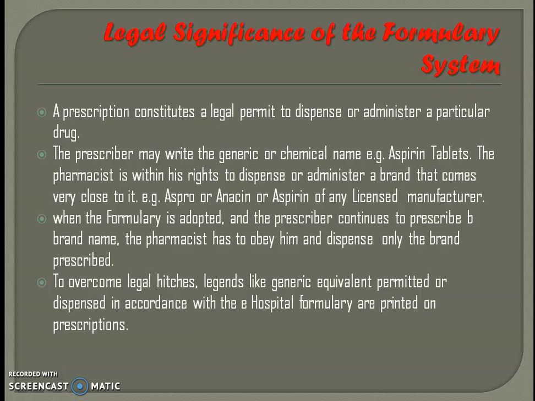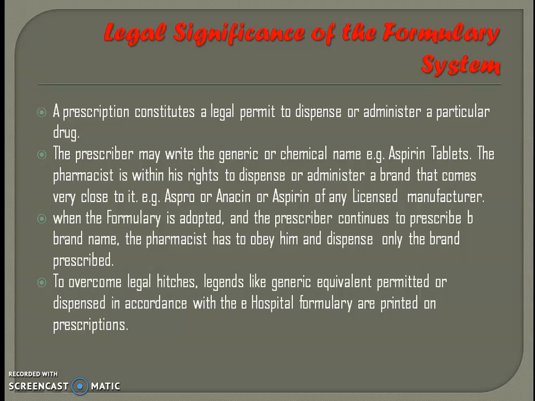The legal significance of the formulary system. A prescription constitutes a legal permit to dispense or administer a particular drug. The prescriber may write the generic or chemical name, for example, aspirin tablet. The pharmacist is within his right to dispense or administer a brand that comes very close to it. For example, he can dispense Aspro, Anacin, or aspirin of any licensed manufacturer. When the formulary is adopted and the prescriber continues to prescribe the brand, the pharmacist has to obey him and dispense only the brand prescribed. To overcome legal hitches, legends like "generic equivalent permitted" or "dispensed in accordance with the hospital formulary" are printed on the prescriptions.